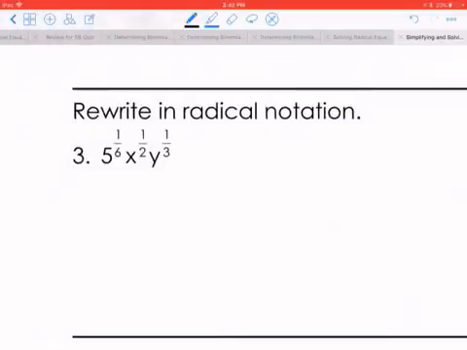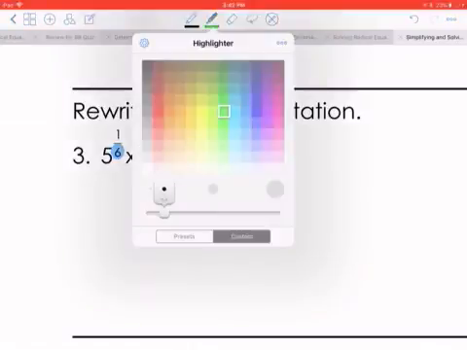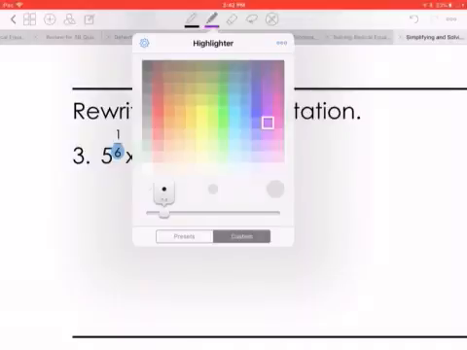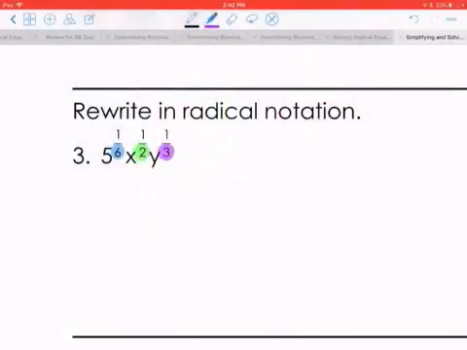Now, let's go back to number 3. Number 3, the problem with this one is they all have different denominators. So, in this case, we're going to have to find a common denominator, so then we can write it as 1 root. So, you need a common denominator here.